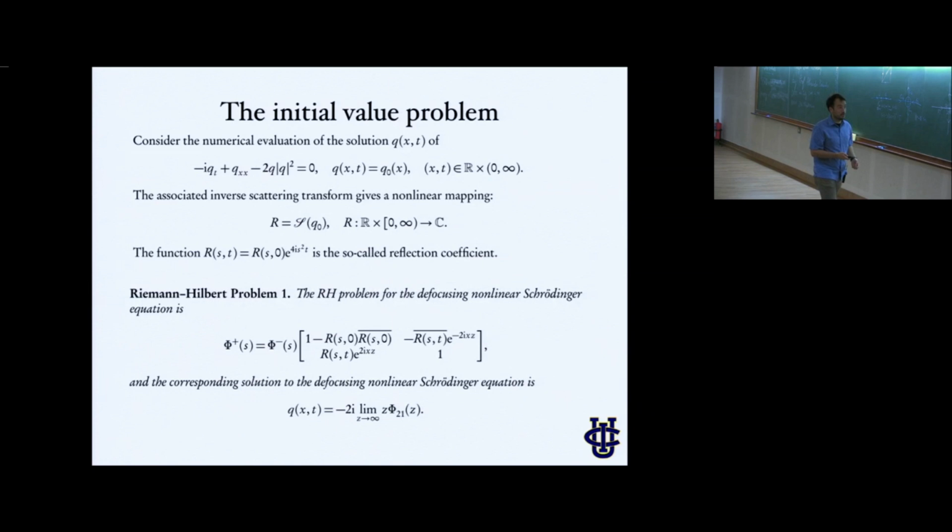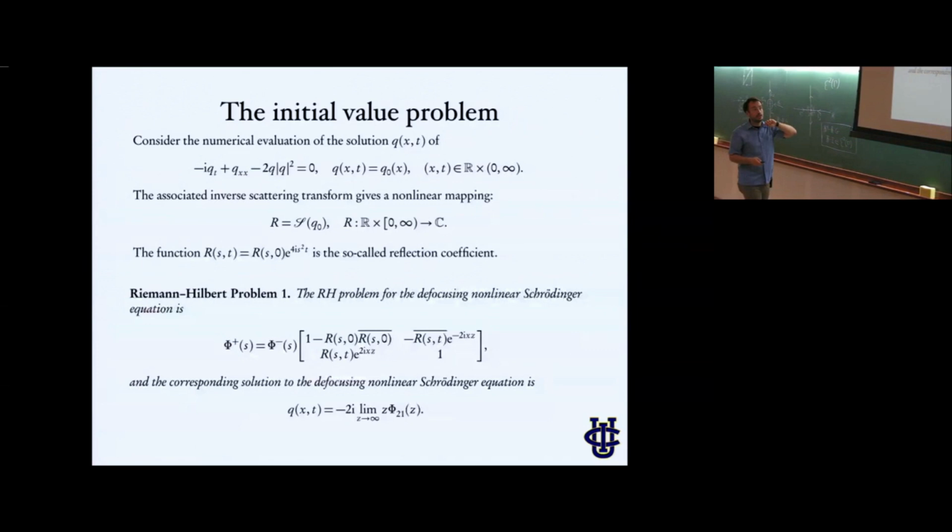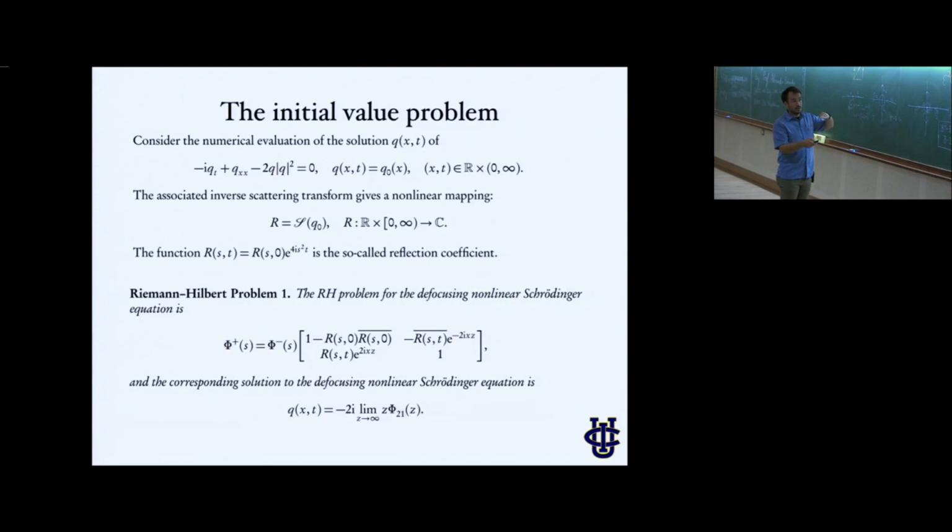Okay? And so now here is a very concrete Riemann-Hilbert problem. I'm looking for a function phi, analytic in the upper half plane. I haven't explicitly stated that the jump contour is the real axis here. So analytic in the upper half plane, lower half plane, jump across the real axis, and this gives you the jump across the real axis.